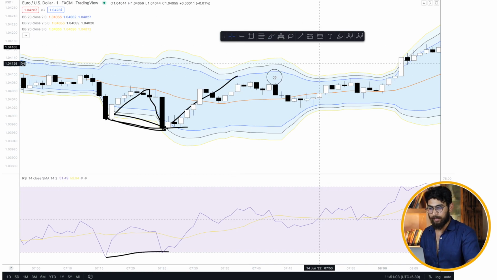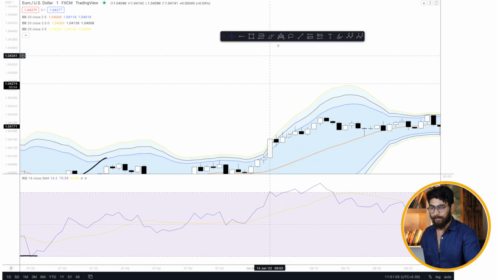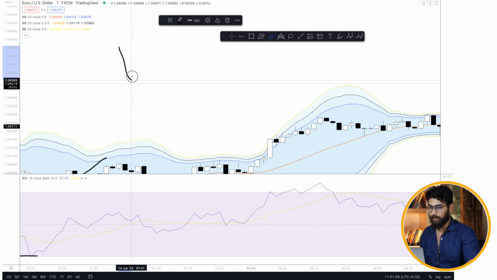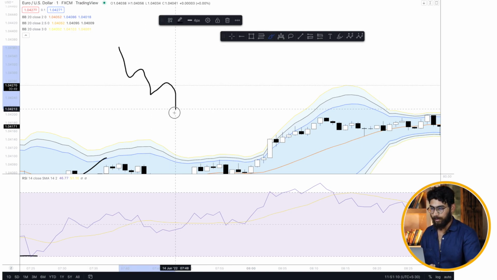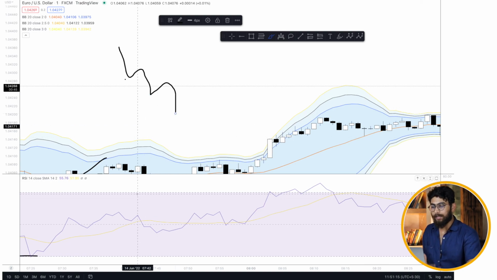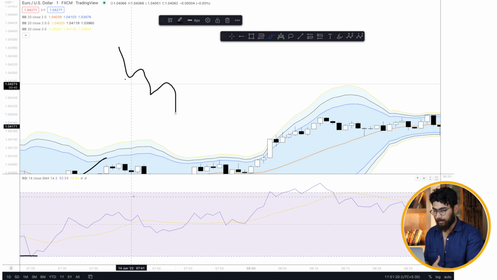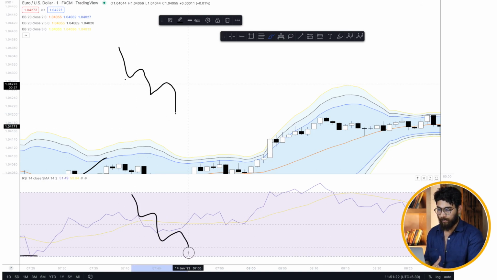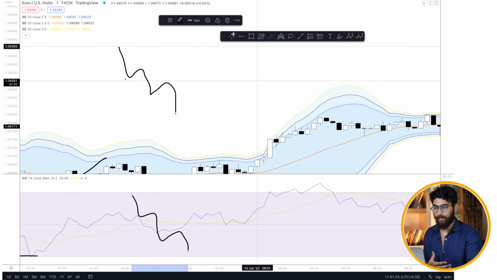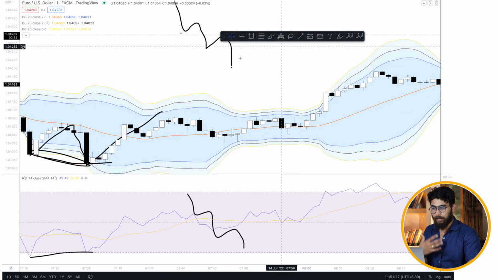So what divergence is like, let us say that the price is moving down and creating lower lows, right? Lower low, and lower low. So RSI is supposed to copy the price. That is, if the price created this, RSI would do the same and move like this. But in some cases, RSI will oppose the price.